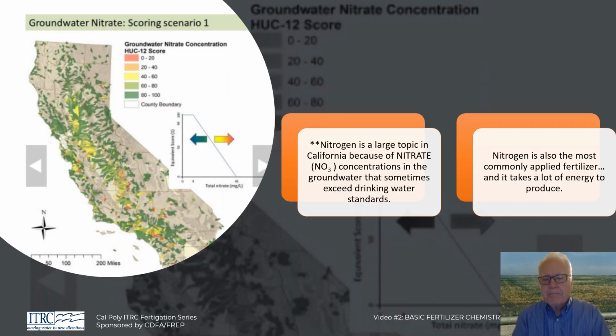Nitrogen is the big one. As I mentioned, if a farmer is going to apply one fertilizer, generally it's going to be nitrogen. But nitrogen, while it's absolutely essential in large quantities for most of our crops, the management is a little difficult. And partly as a result of that, we do have contamination problems in the groundwater.